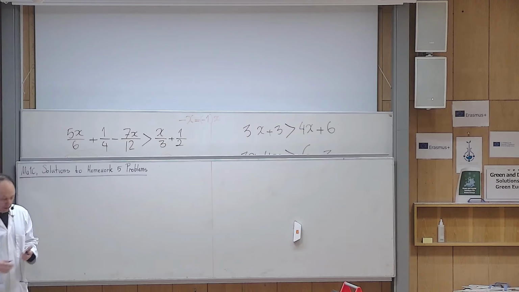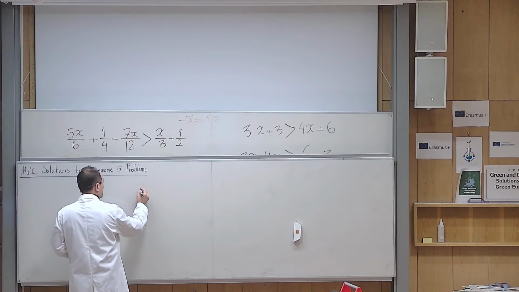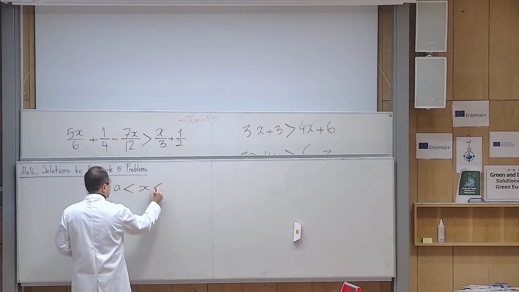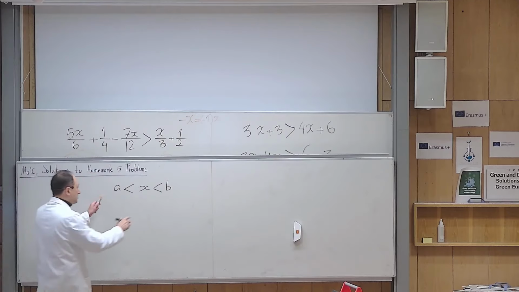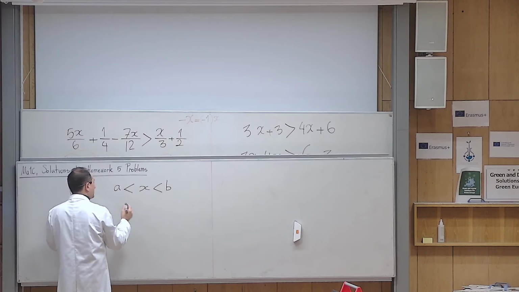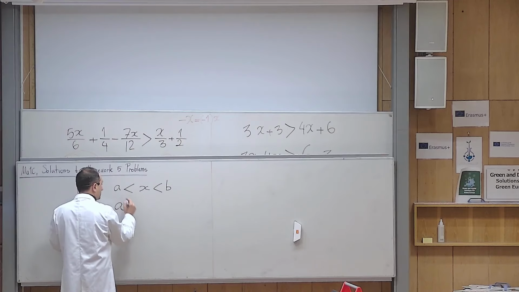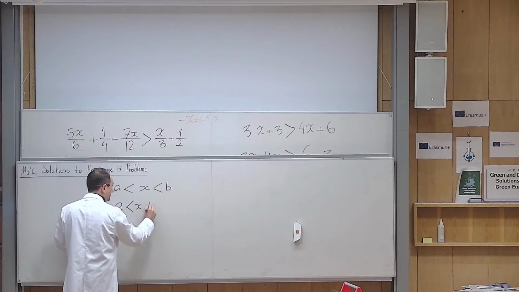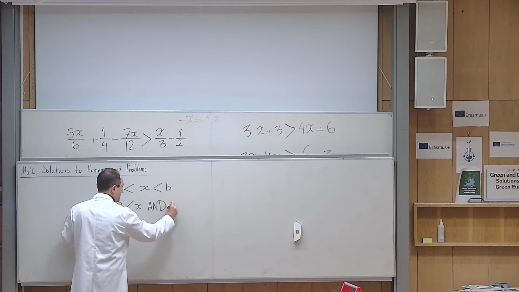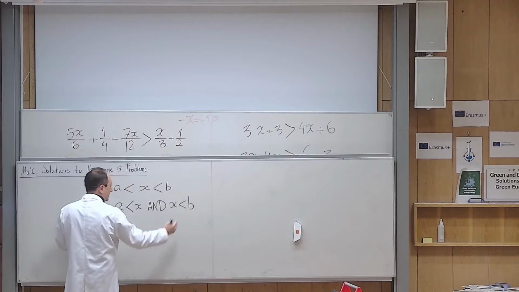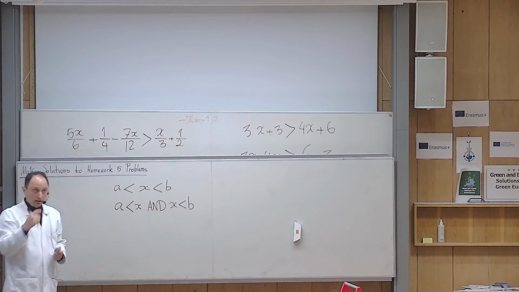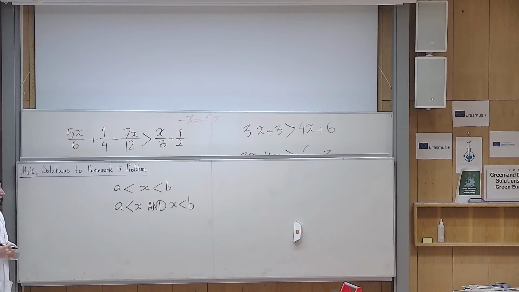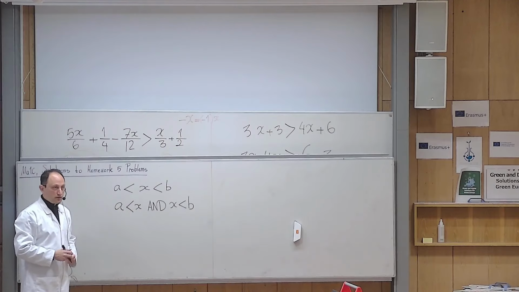Let me clean the board and write it here. You remember I told you that when you see something like this, for example a less than x less than b, you can read it as x is between a and b. But this is a shorthand notation because mathematicians are usually a little bit lazy. Instead of writing a is less than x and x is less than b, they write all these things compactly in this form. But whenever you want to solve it, you have to consider that there are two inequalities.